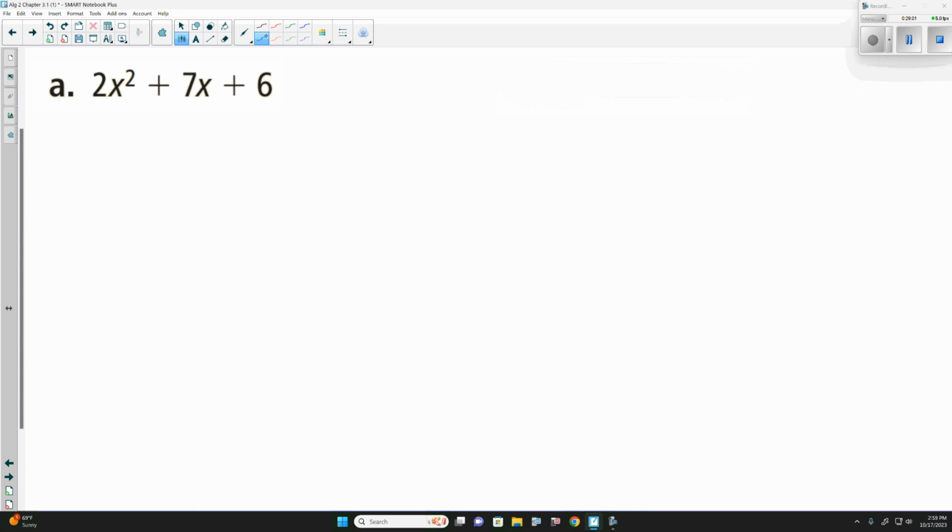2x squared plus 7x plus 6. Is there a greatest common factor between these three terms? No. So we'll have two sets of parentheses with 3 spaces. So our third term is positive. So our signs are the same and they match the sign of the middle term, which would be positive, so plus and plus.